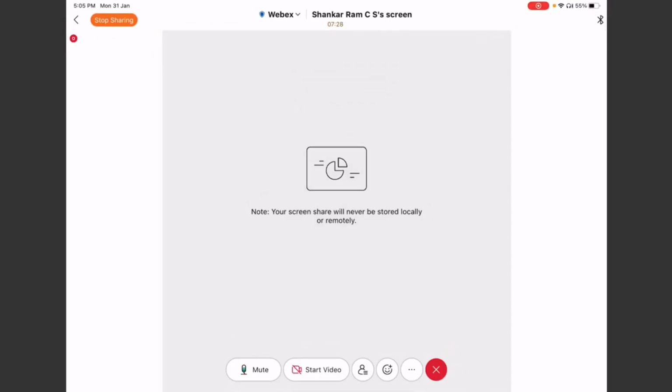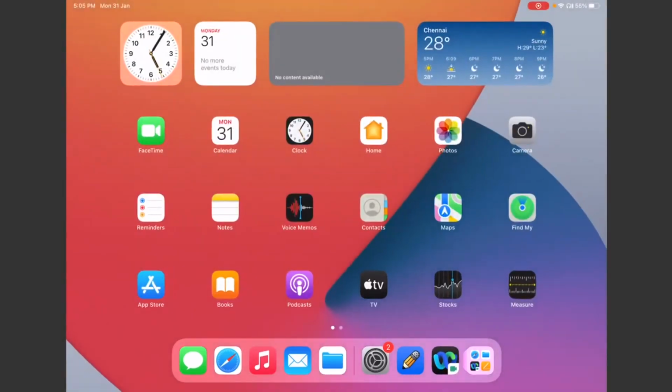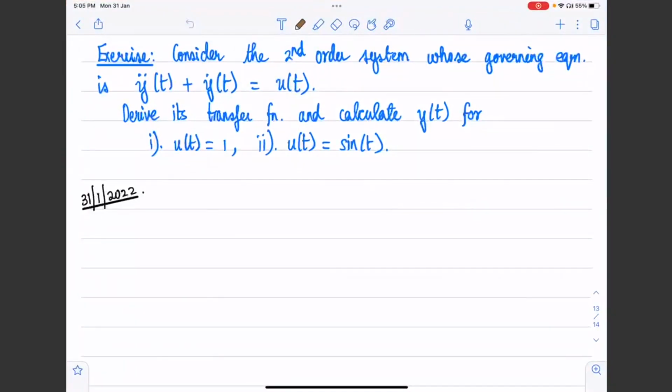Hey, I'm sorry, I think there was some issue. Not sure what's happening, but anyway, let me start with today's session. Sorry about the perturbation in connection.